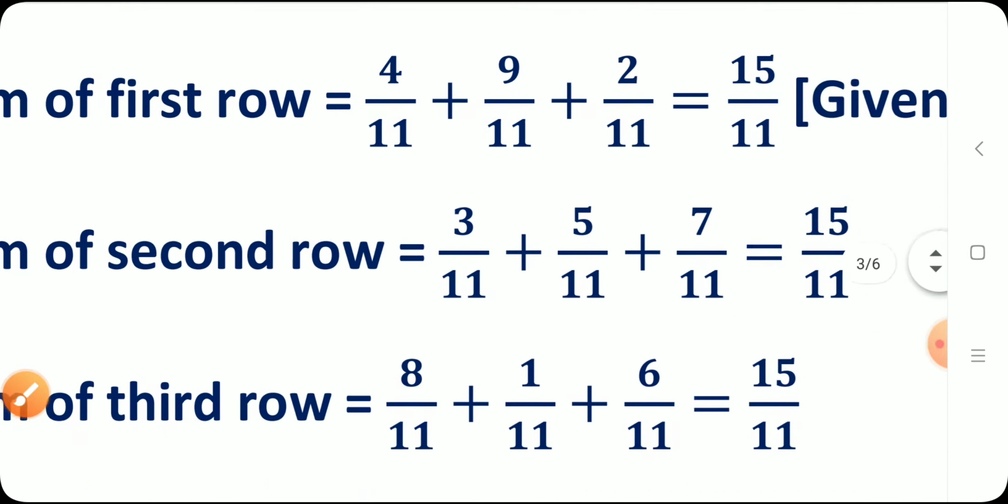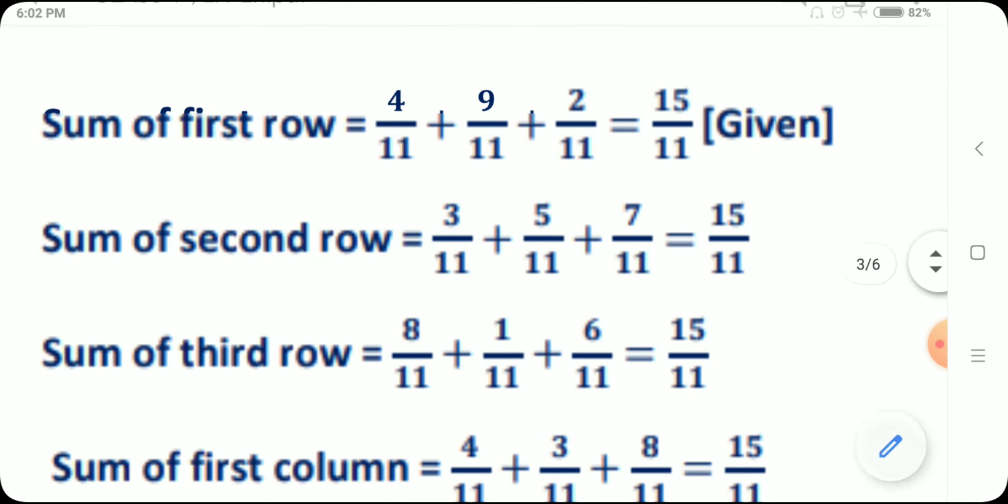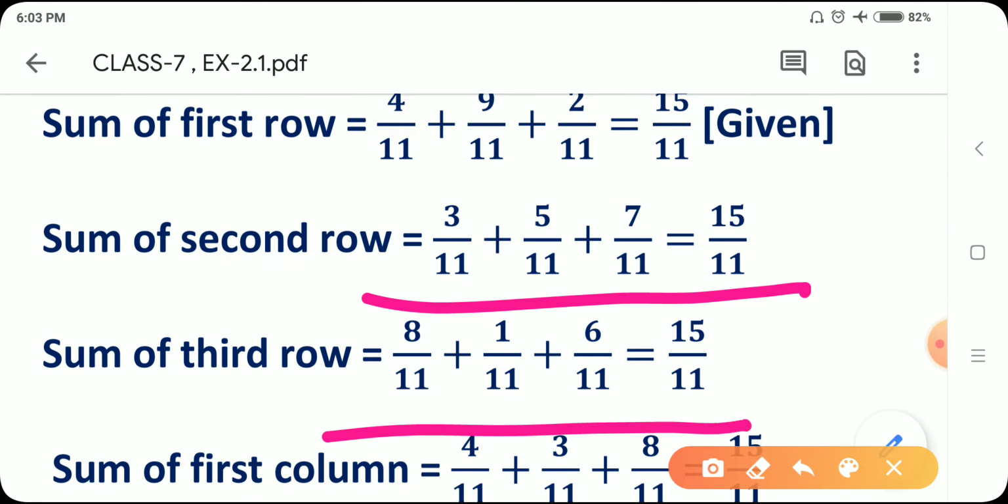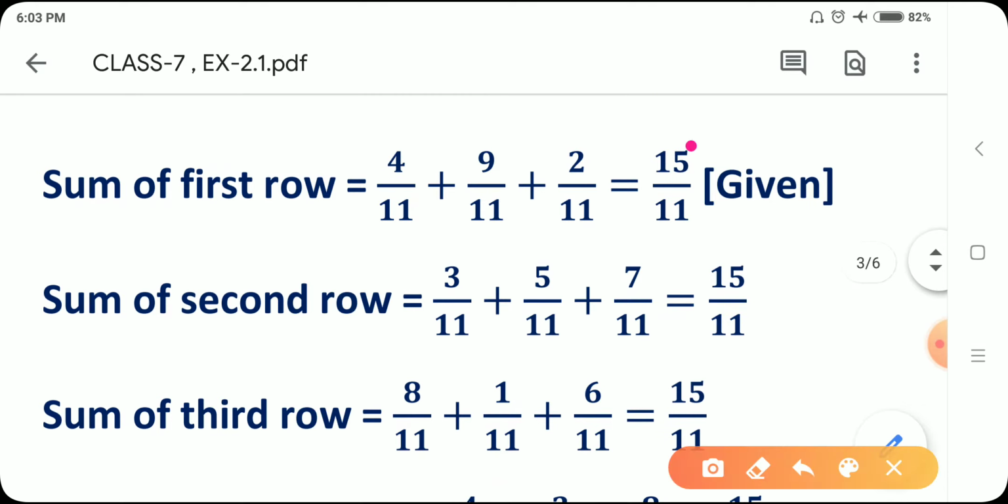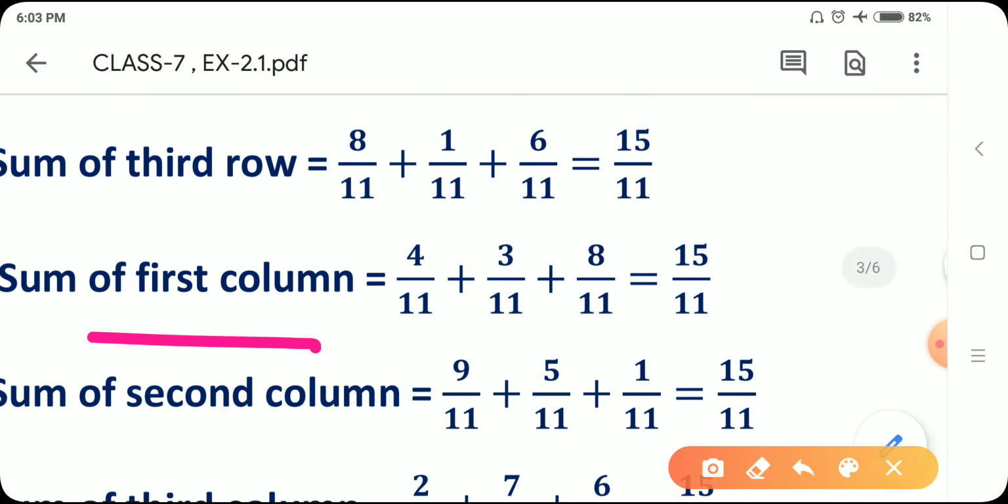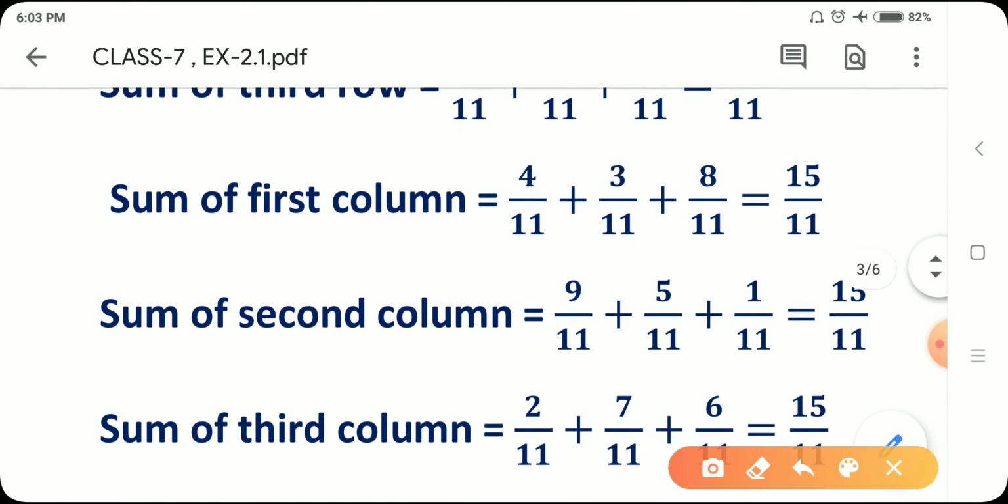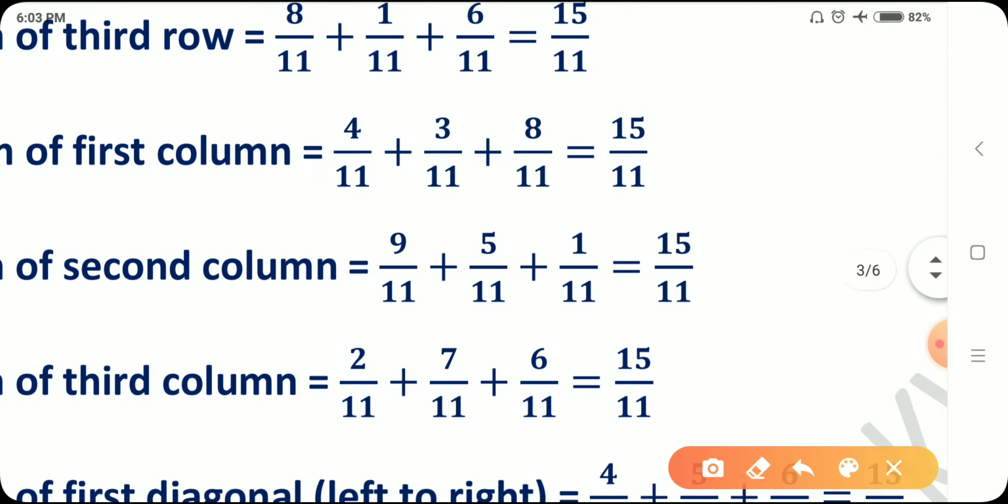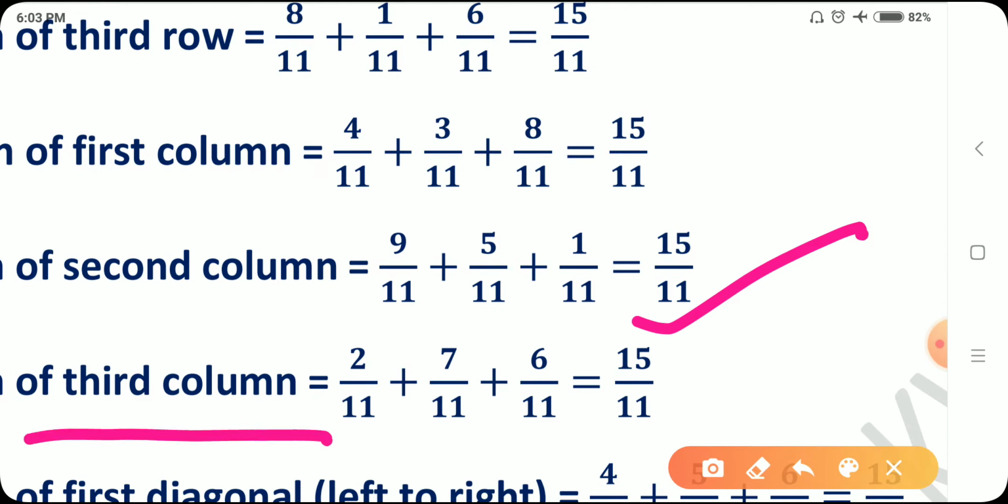In the same way, when you add the second row and third row, the sum will be the same, 15 by 11 and 15 by 11. Now check column wise. The sum of the first column is 15 by 11. When you check the sum of the second column, the sum is again 15 by 11. The sum of the third column is again 15 by 11.